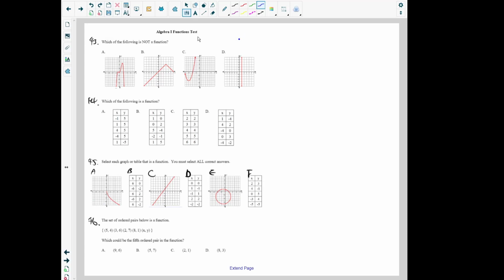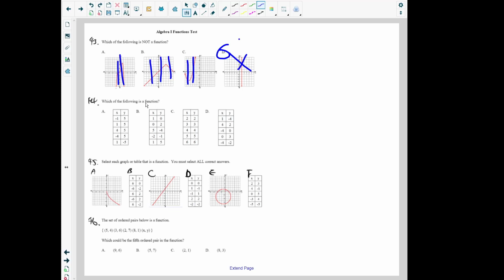Which of the following is not a function? So this one is not a function, D, because it fails the vertical line test. If I draw vertical lines, they only hit one red dot at a time, right? But here, if I draw that blue line, it hits a lot of red dots, and so that's why it fails the vertical line test.